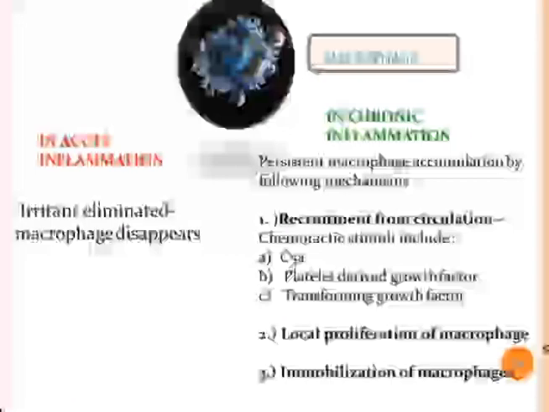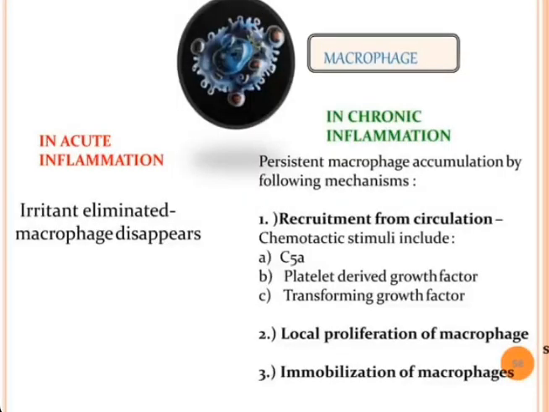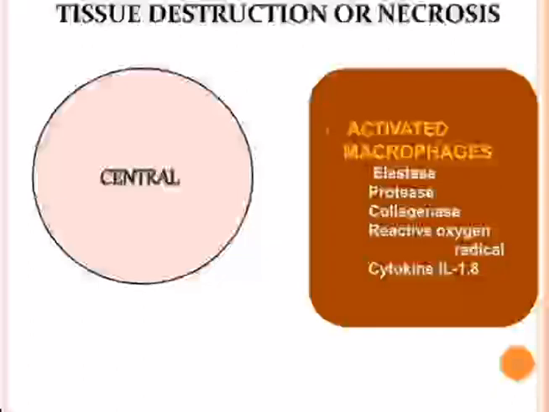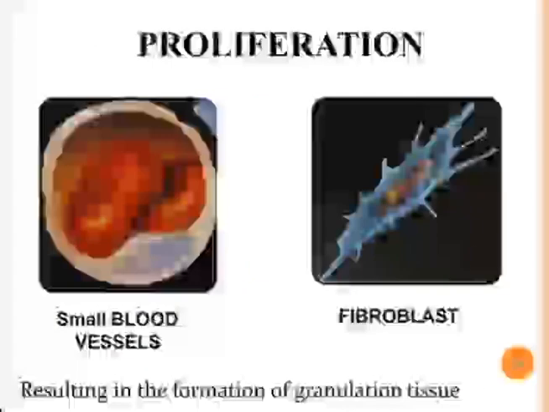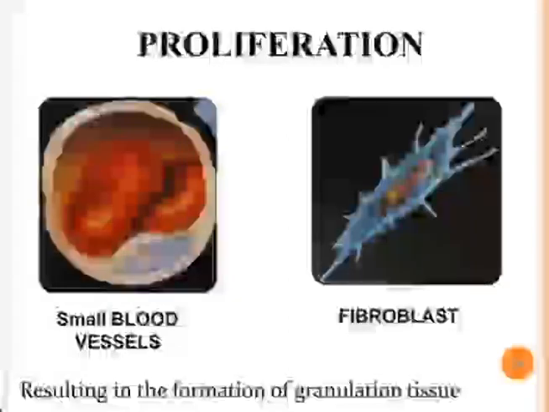In chronic inflammation, there is persistent macrophage accumulation by the following mechanisms: recruitment from the circulation, where chemotactic stimuli include C5a, platelet-derived growth factor and transforming growth factor; local proliferation of the macrophages; and immobilization of the macrophages. In acute inflammation, once the irritant is eliminated, the macrophages disappear. Activated macrophages release elastase, protease, collagenase, and reactive oxygen radicals and cytokines like IL-1. Proliferation of small blood vessels and fibroblasts results in the formation of granulation tissue.